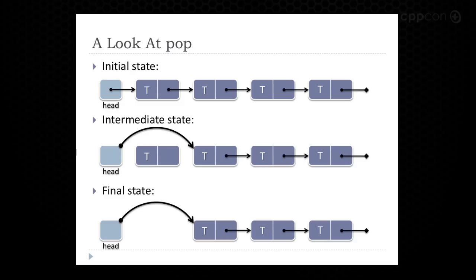Here's what we want it to do. The initial state is whatever. The intermediate state is we've swung the head pointer to the second node, which detaches the first node. It's no longer accessible by new people traversing and find. And then we delete that first node once it's been unlinked. How hard can it be?